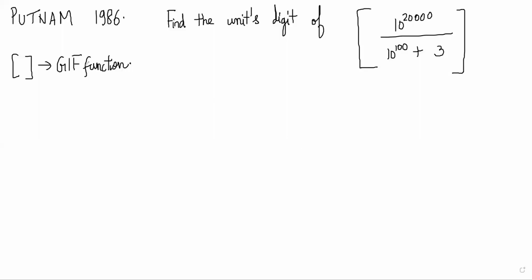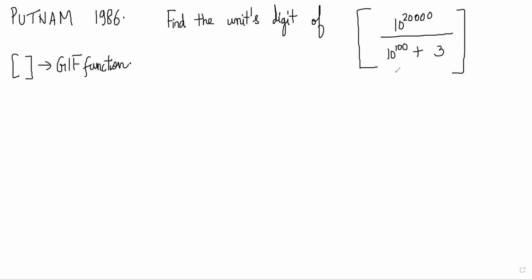Hi. In this problem, we are going to look at an old Putnam exam question. This is Putnam 1986, and the question is: find the units digit of the GIF of 10 to the power 20,000 divided by 10 to the power 100 plus 3. Basically, the greatest integer function less than or equal to this, right?